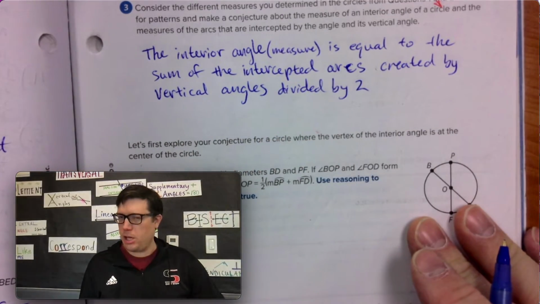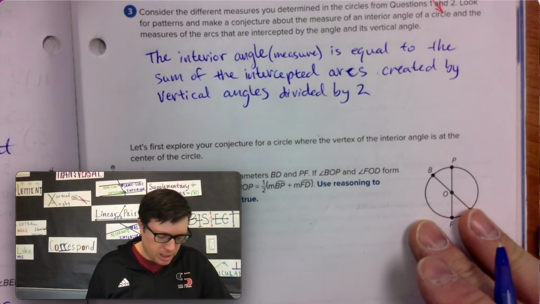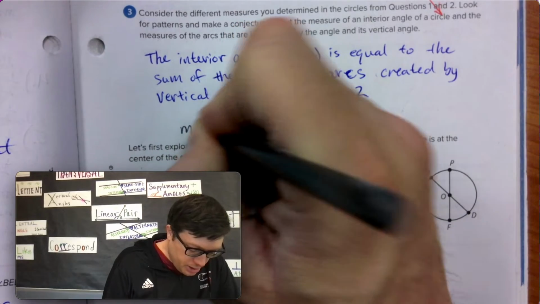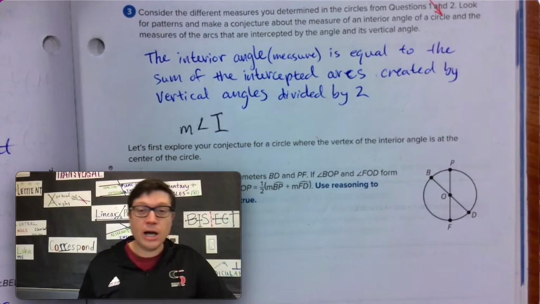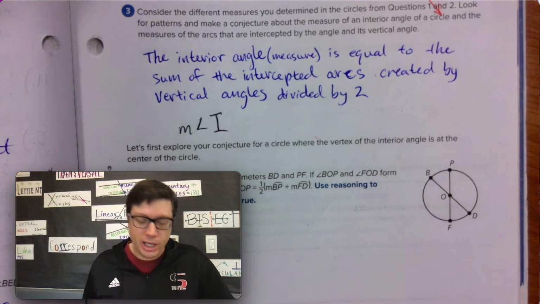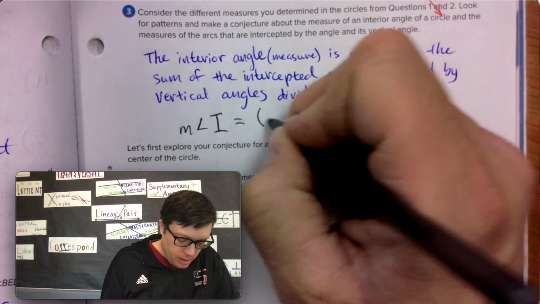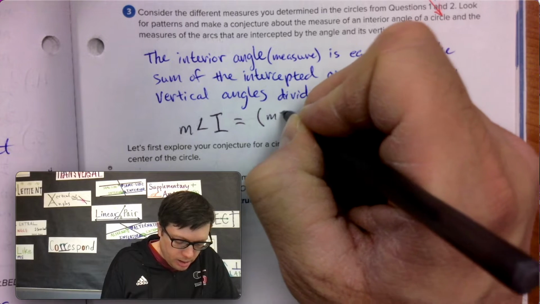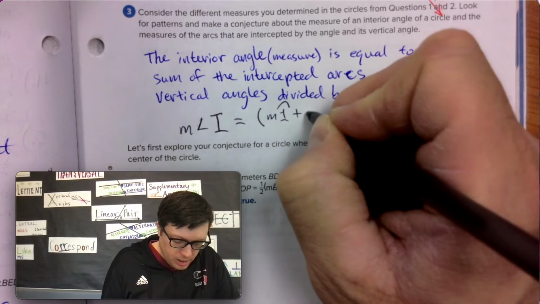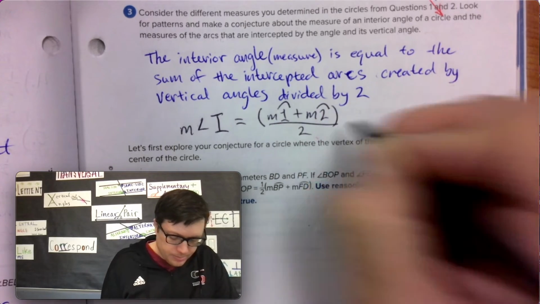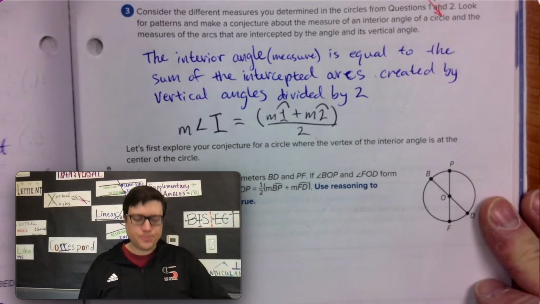It's almost like we need a formula, right? So we're probably pushing for a formula. I'm going to put one out there right now, and that is this. The measure of angle I, for interior angle, is going to be equal to intercepted arc 1 plus intercepted arc 2 divided by 2. That's a formula we can use.